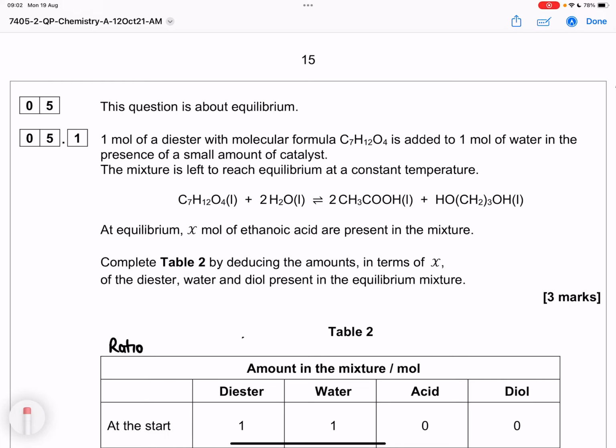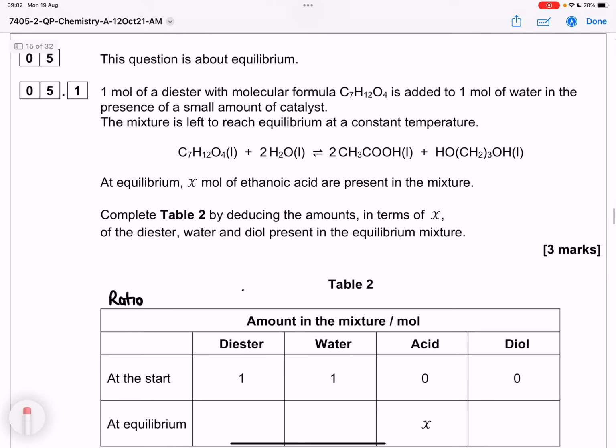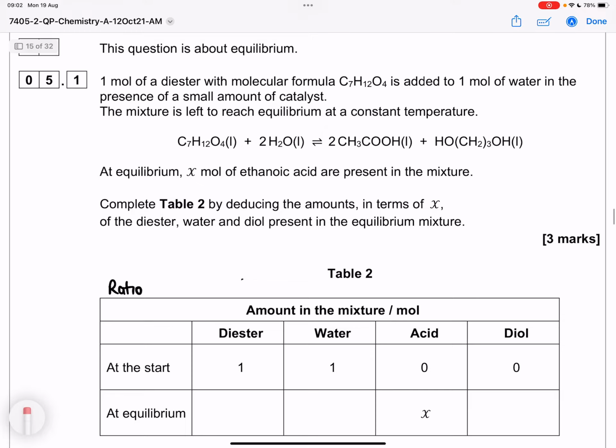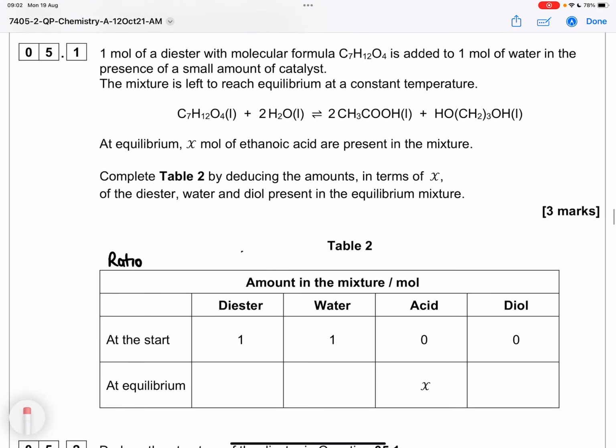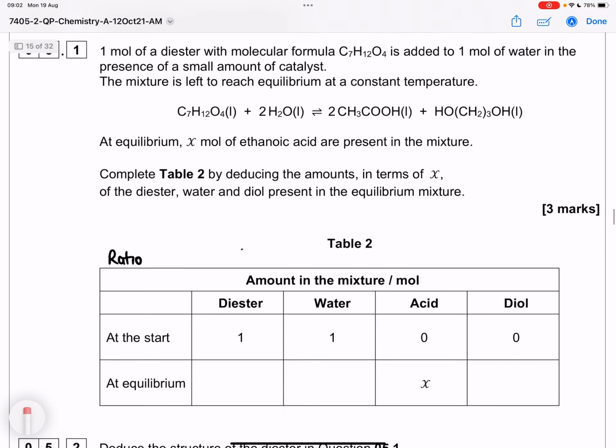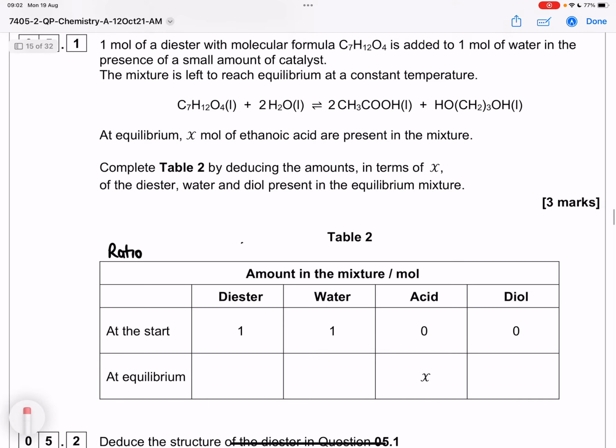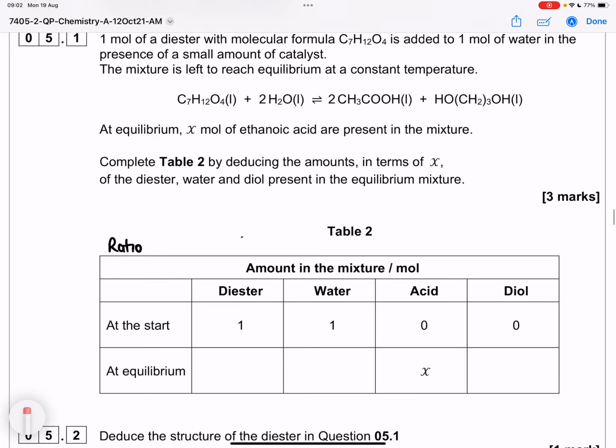This question is about equilibrium. 1 mole of a diester with molecular formula C7H12O4 is added to 1 mole of water in the presence of a small amount of a catalyst. The mixture is left to reach equilibrium at a constant temperature. At equilibrium, X moles of ethanoic acid are present.